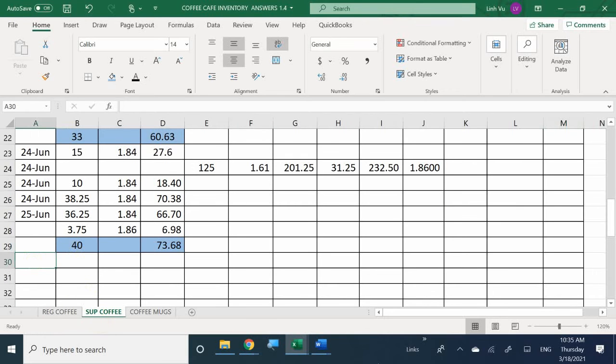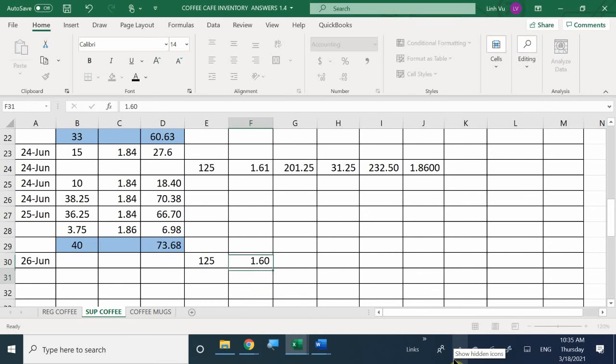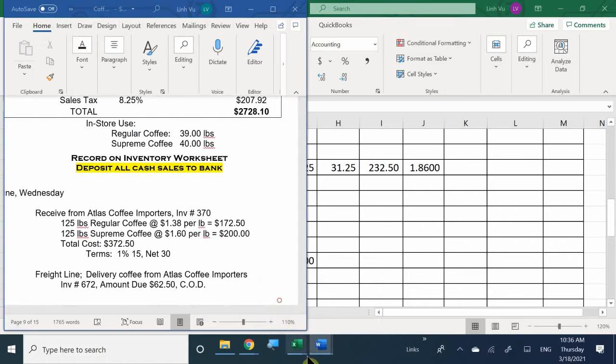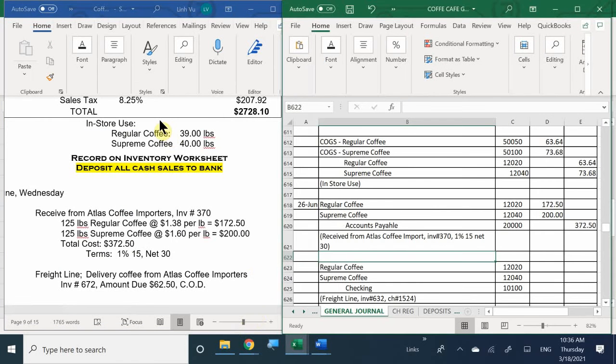All right. So here too, this is 626. 125. Did I press the record button? Yes. Okay. How much for the Supreme coffee per unit? 1.60. 1.60, bringing it to a total of 200. Okay, so we're gonna leave it right there. Okay. What else do we need to do?